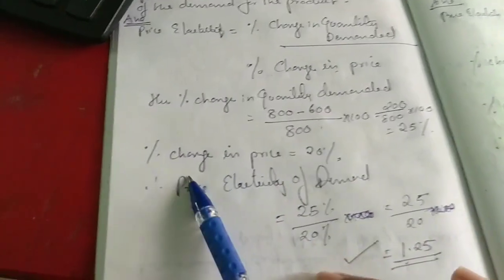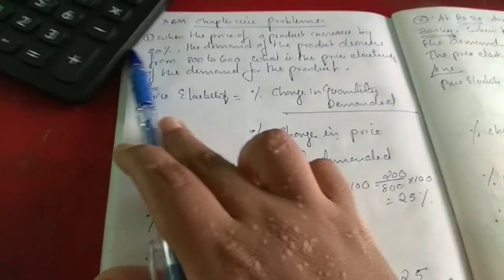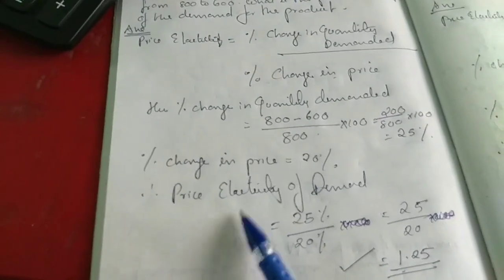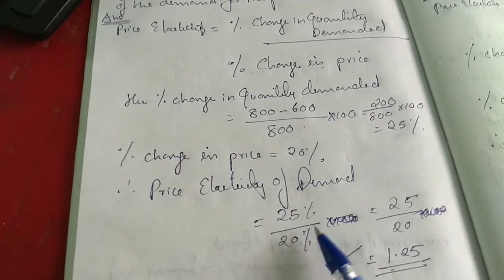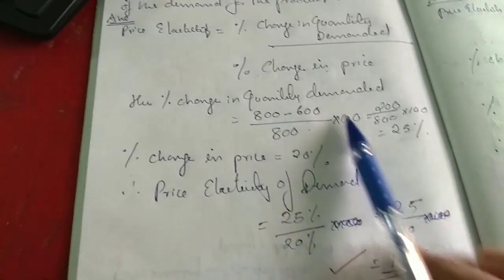So we get 25%. Percentage change in price is 20%, which is given in the question, and price elasticity of demand is 25% by 20%. Substitute these two answers in this equation, and we will get 1.25 as the price elasticity.